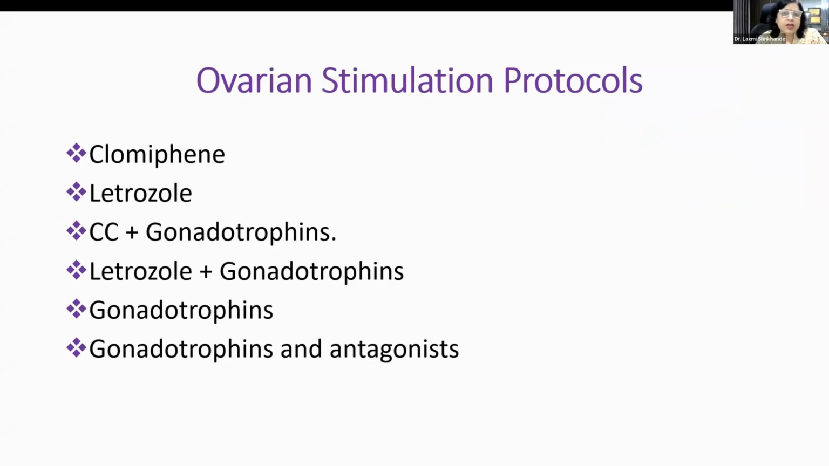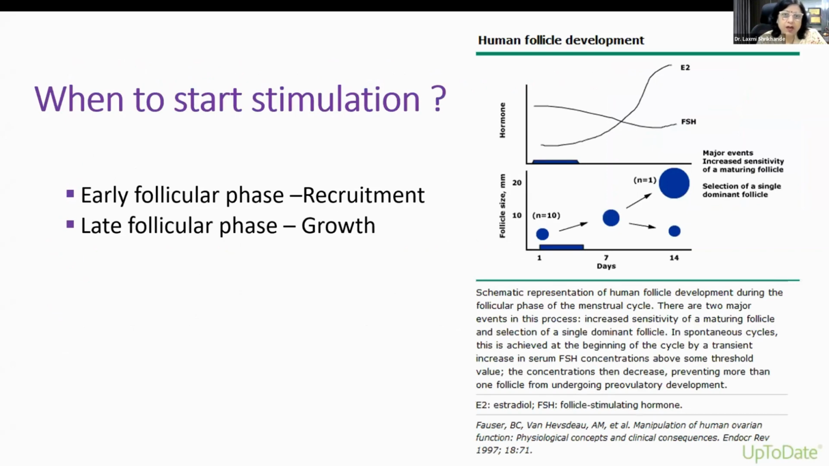There are various stimulation protocols starting from age-old clomiphene, letrozole, clomiphene plus gonadotrophins, letrozole plus gonadotrophins, gonadotrophins alone, and gonadotrophins with antagonist. Whatever your ovulation induction protocol, you should remember when to start your stimulation. Remember, it has to be in the early follicular phase, because the recruitment of the follicle takes place in the early follicular phase. In the late follicular phase, your recruited follicles only grow in size.